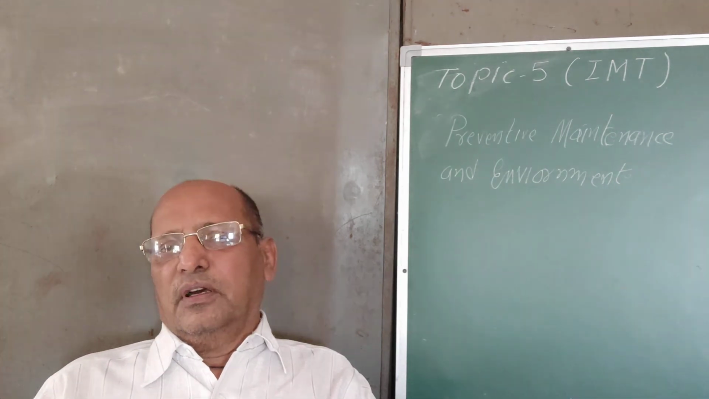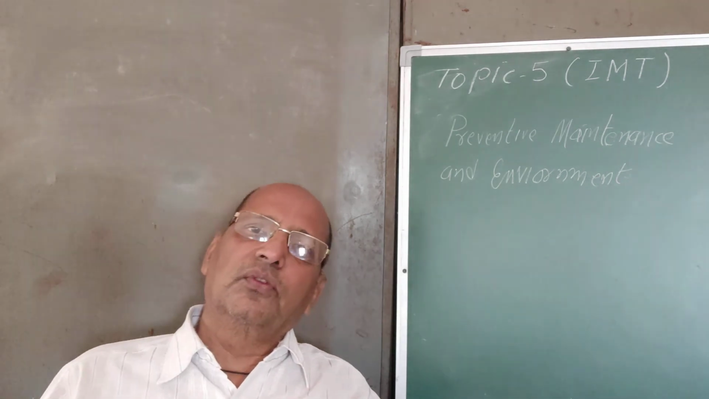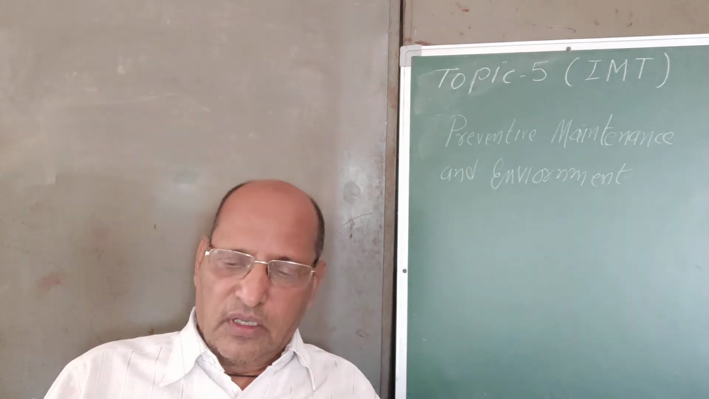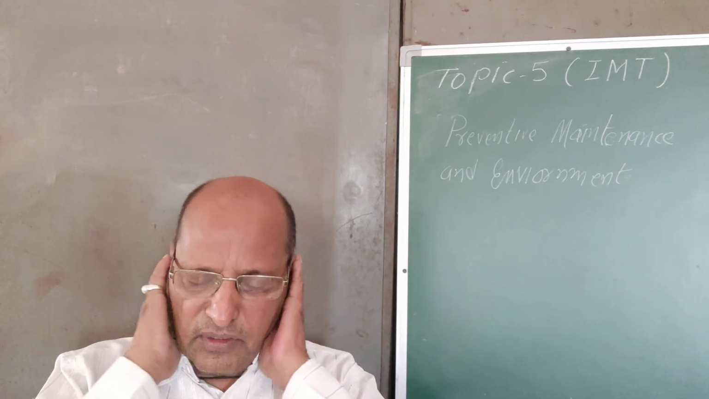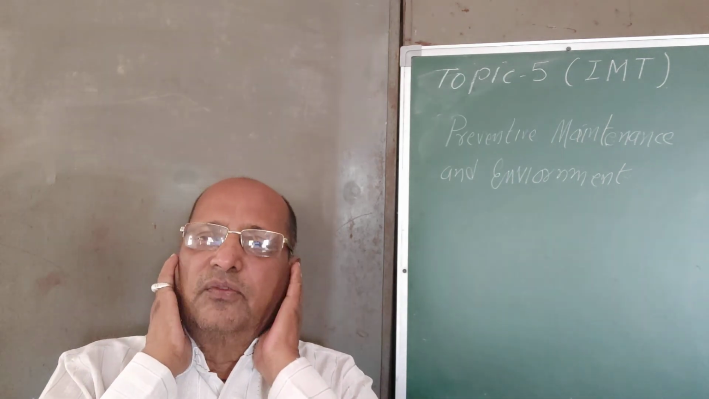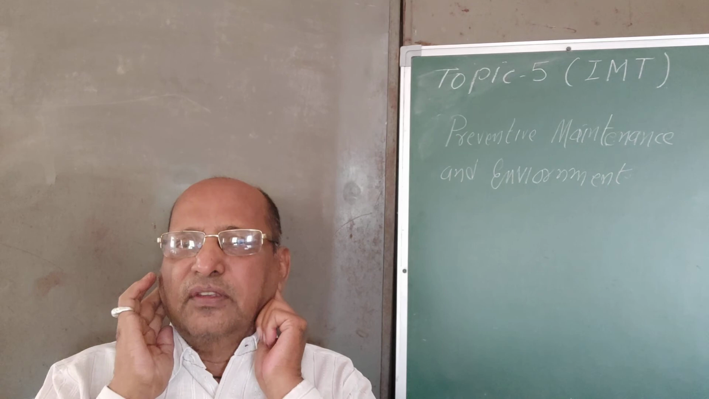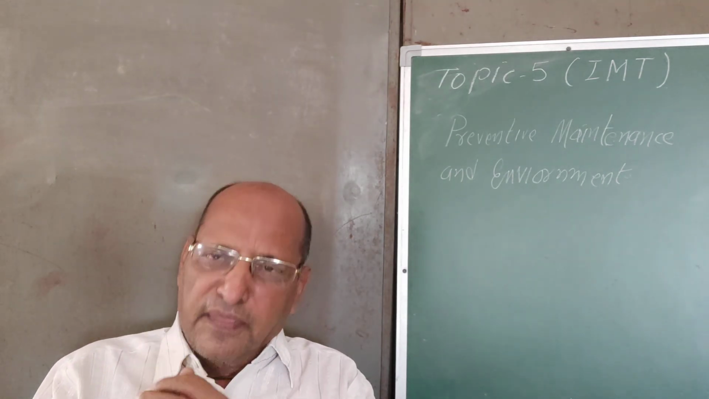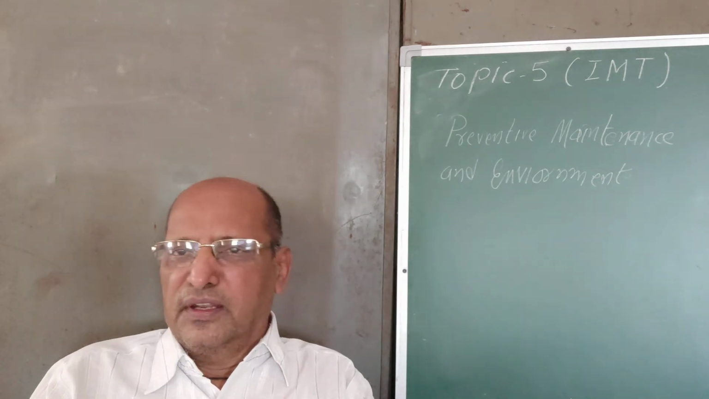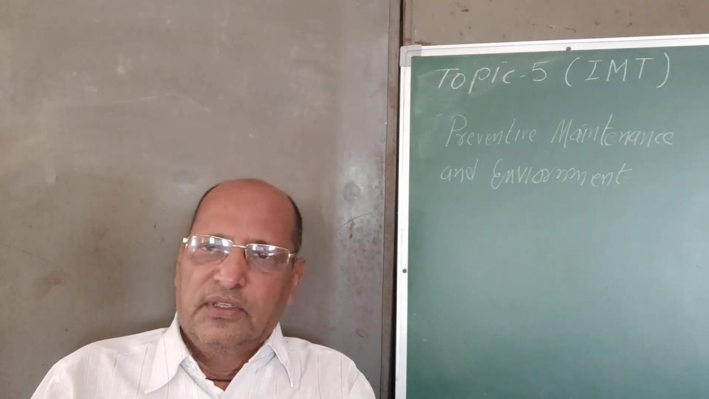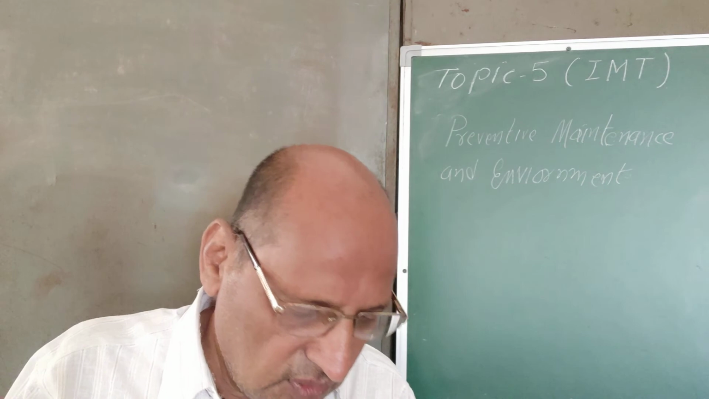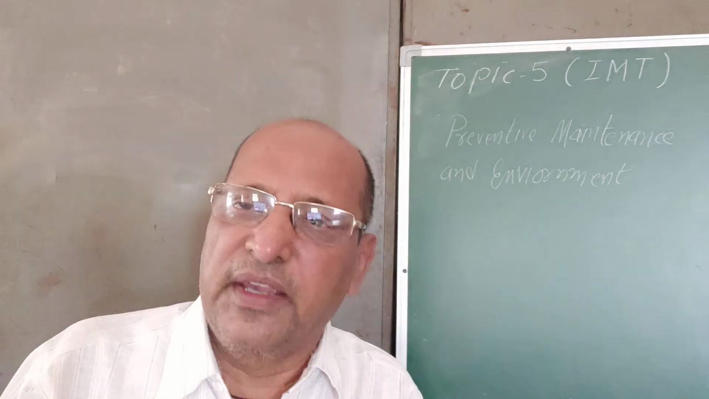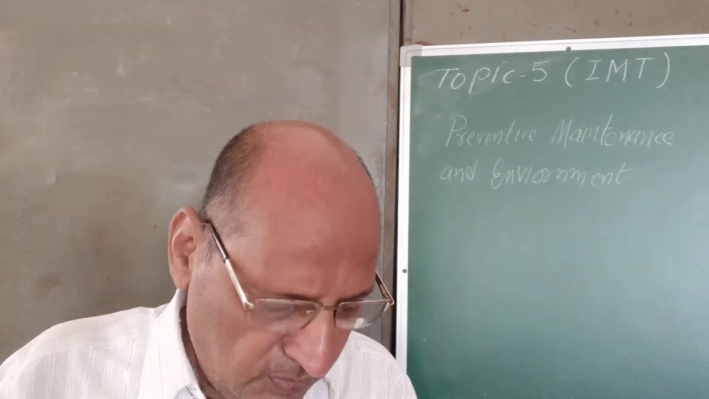So these are all the types of control, that is, preventive measures for pollution control in the case of power station and substation, or we can say in the transmission, distribution and generation of electrical energy. So this is all for today. This finishes your topic number 5 of the IMT.